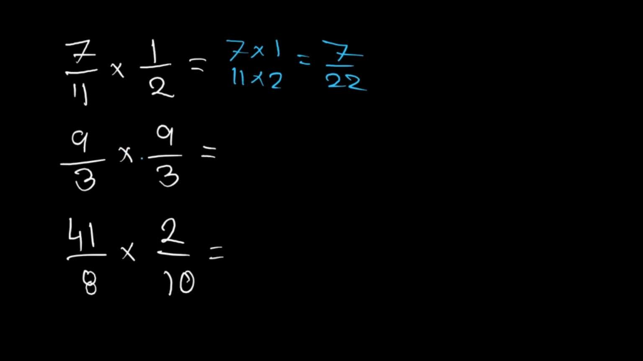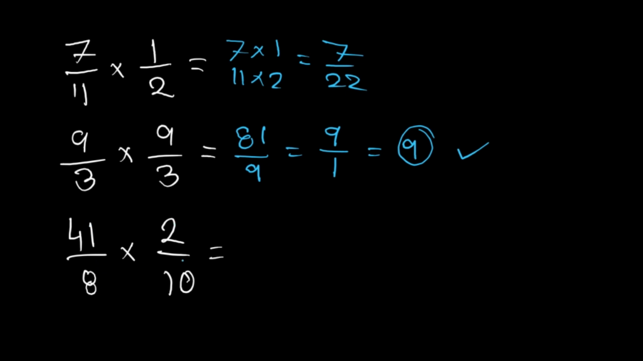Now on to the second question. 9 times 9 is 81, and 3 times 3 is 9. Now, you can simplify this fraction even further, since both the numerator and the denominator is divisible by 9. So if you divide both the top and bottom by 9, it becomes 9 over 1, which is 9. So your answer is 9.